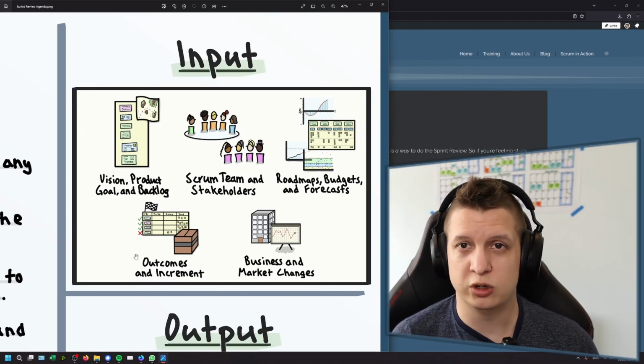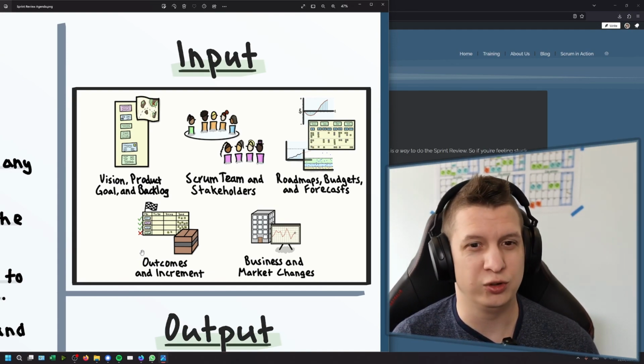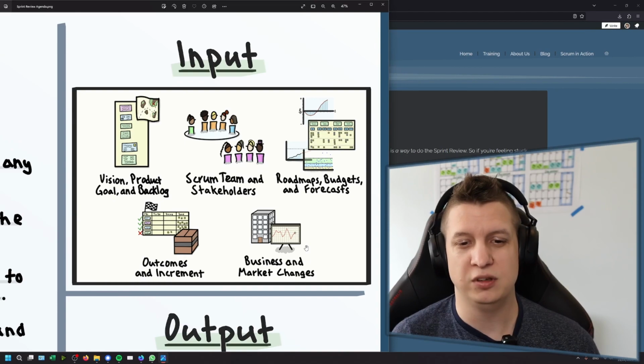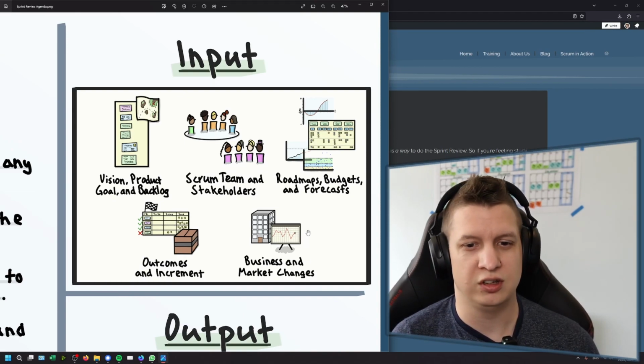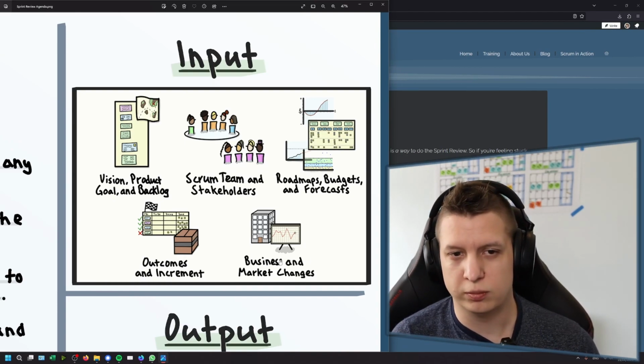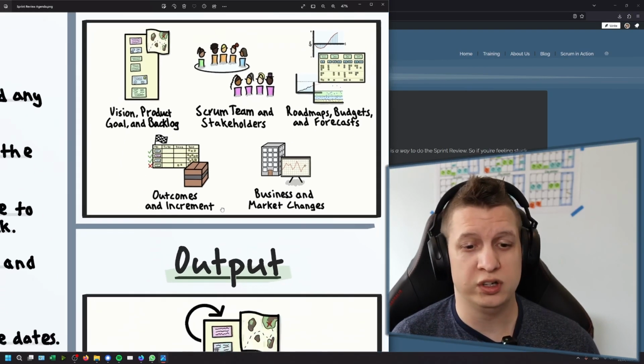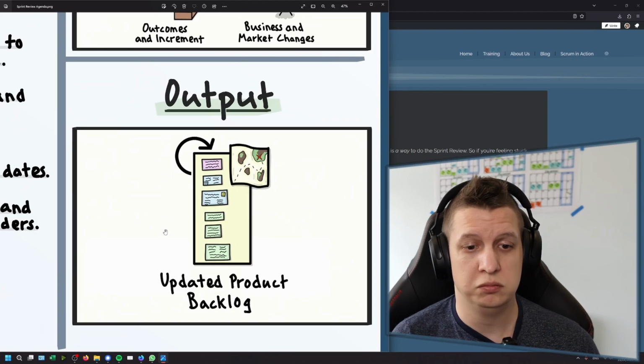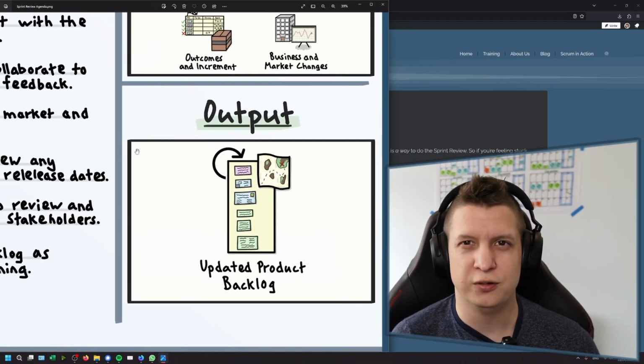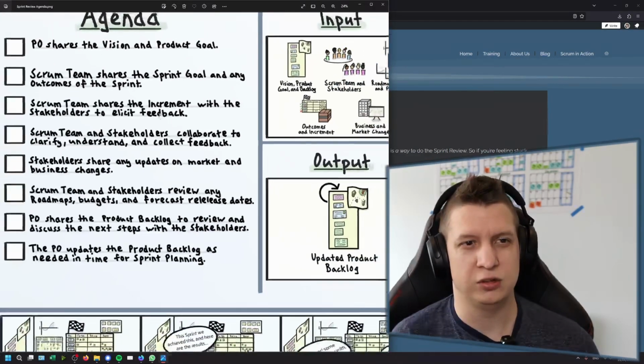Of course, any outcomes from the sprint, as well as the increment. We of course have a done increment at least once per sprint that you can share, and any business and marketplace changes as well. Usually those are brought by the stakeholders, but perhaps you have some to share with the stakeholders as well. Once we're done, we're hoping that the output will be an updated product backlog. Sounds very simple, but of course, there's a little bit that goes into it to get that magic sauce, right?